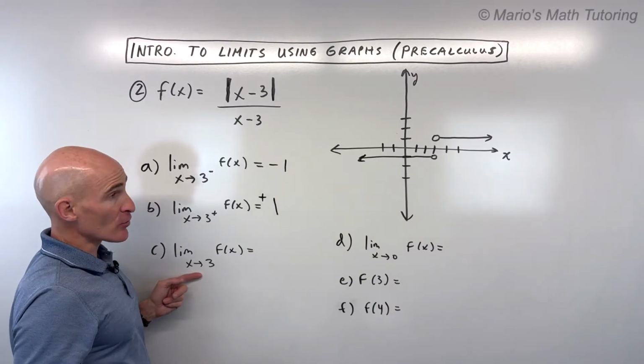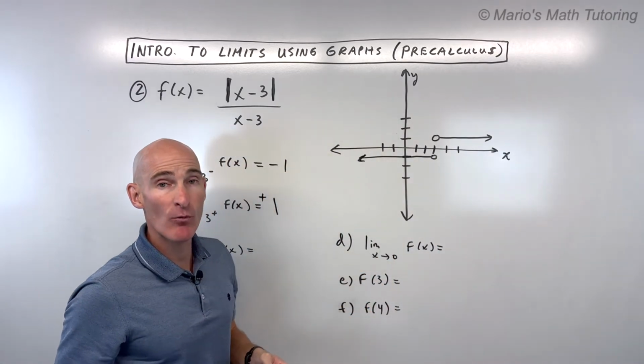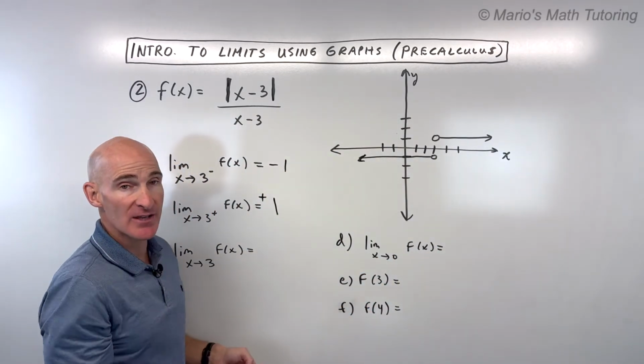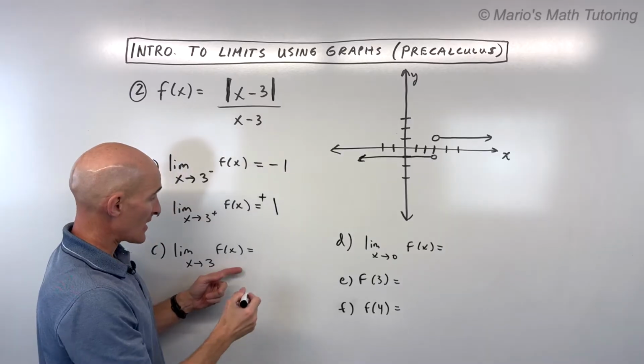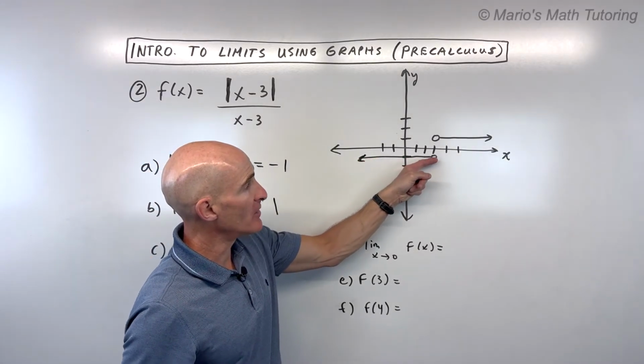And then the limit as x approaches 3 from both the left and the right sides, they're not approaching the same y value. See how these are different, negative 1 and positive 1? So at 3, the limit actually does not exist. This is oftentimes referred to as a jump discontinuity.